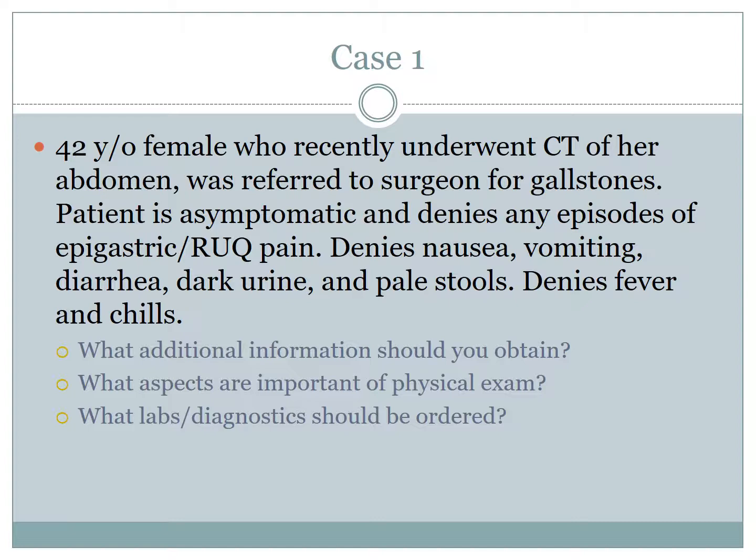So first case, 42-year-old female, recently underwent CT of her abdomen. She was referred to a surgeon for gallstones. She's asymptomatic and denies any episodes of pain. She denies nausea, vomiting, diarrhea, dark urine, and pale stools. She denies fever and chills. So just think about what additional information you want to obtain, what's important about her history and physical, and what kind of physical exam maneuvers you'd like to perform. And then again, as an adjunct, what kind of labs and diagnostics would you want to order as well? So we'll work our way through it. Just keep those in the back of your mind, and if you approach these clinically, it's much different in real life.